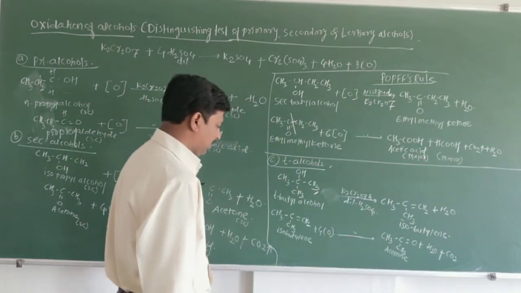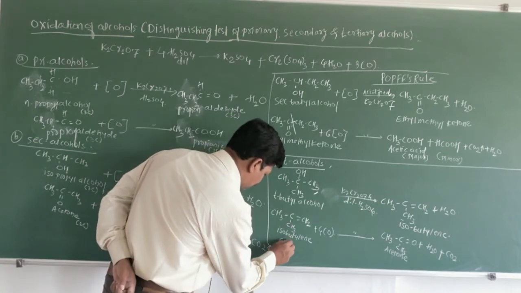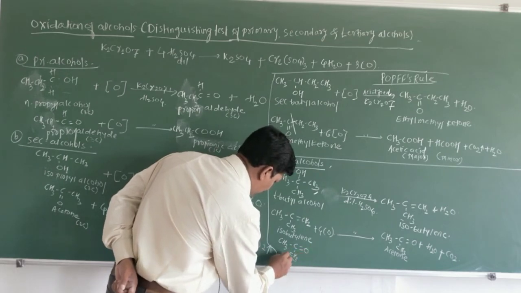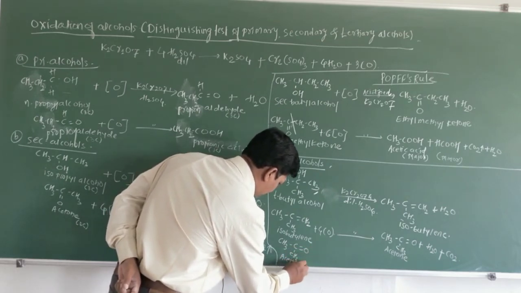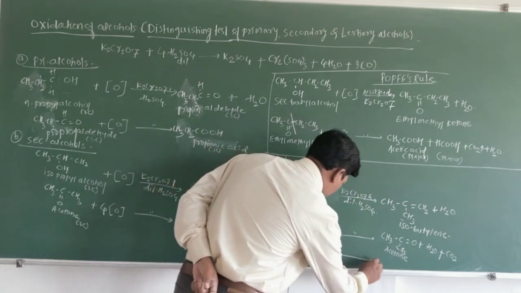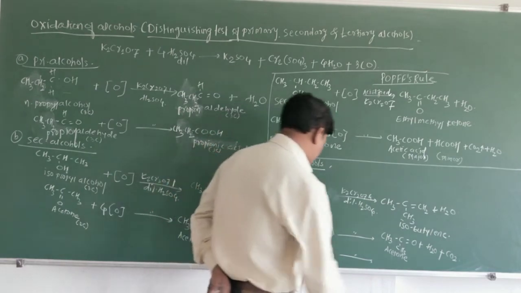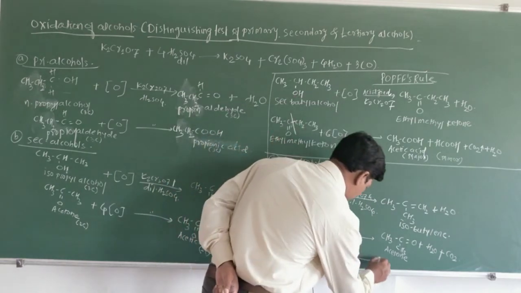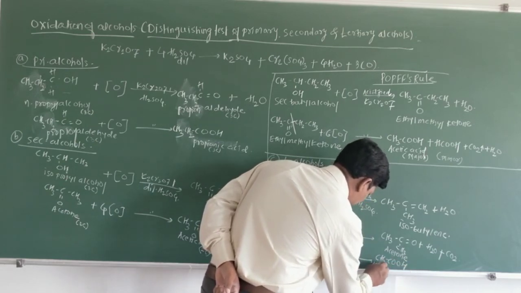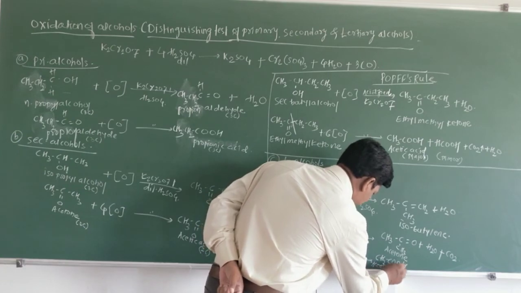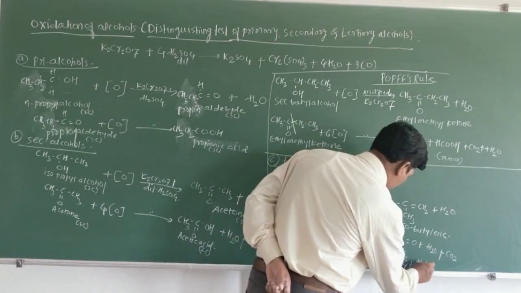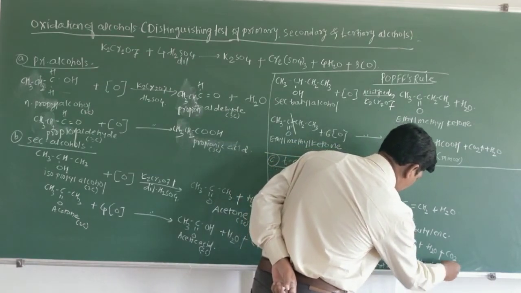Okay, and here the last step in the tertiary alcohol is this: CH3 double bond O, acetone, when it reacts with an oxygen atom, on further oxidation with acidified K2Cr2O7 forms CH3COOH, and it is nothing but acetic acid plus H2O and CO2, carbon dioxide.